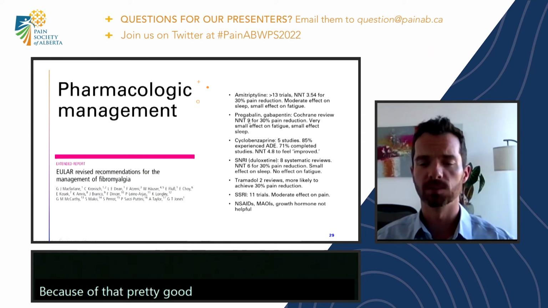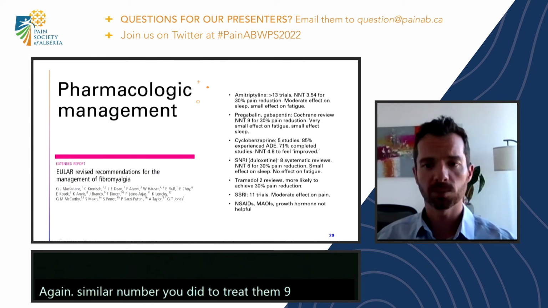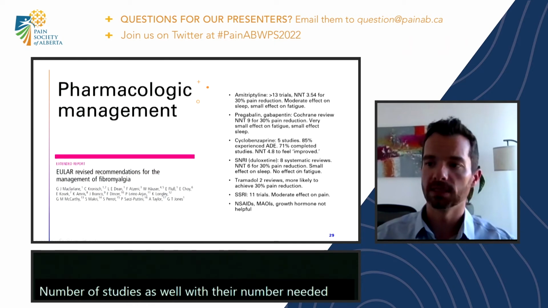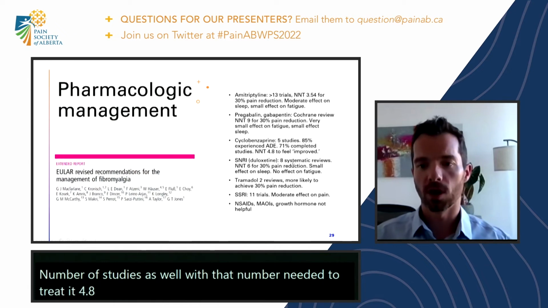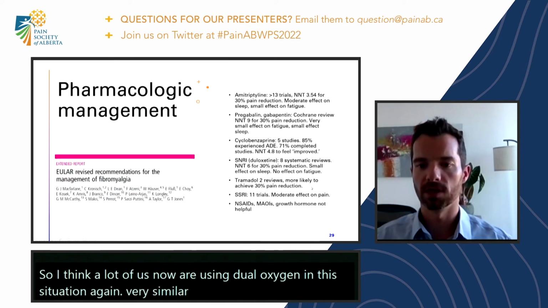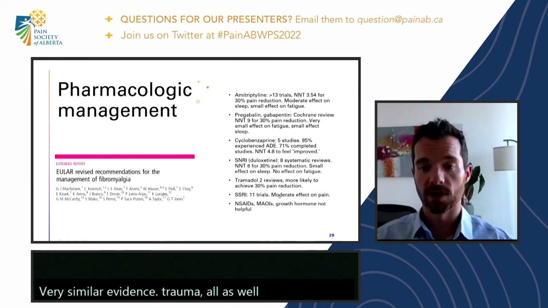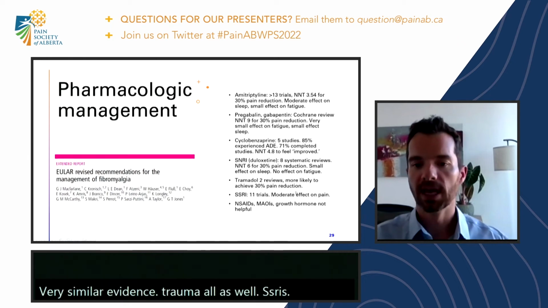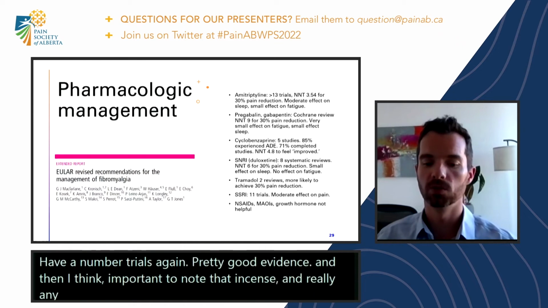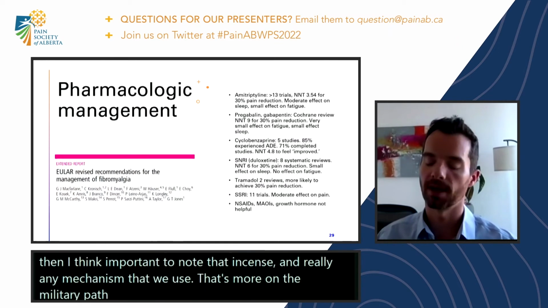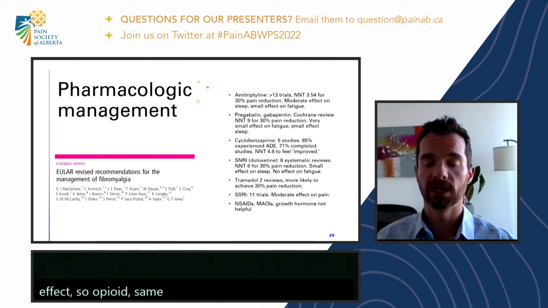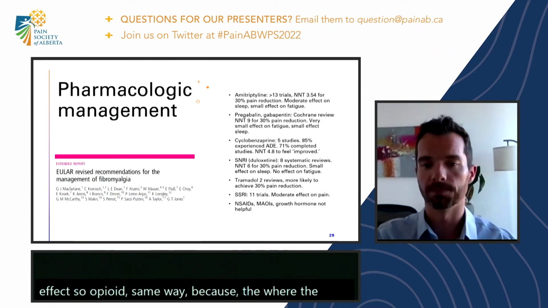Pregabalin and gabapentin, again, similar number needed to treat of 9. Cyclobenzaprine, a number of studies as well, with a number needed to treat of 4.8. SNRIs, so I think a lot of us now are using duloxetine in this situation. Again, very similar evidence. Tramadol as well. SSRIs have a number of trials, again, pretty good evidence. And then it's important to note that NSAIDs, and really any mechanism that works more on the nociceptive pain pathways, are not going to be effective. Opioids, same way, because of where the pain is coming from.